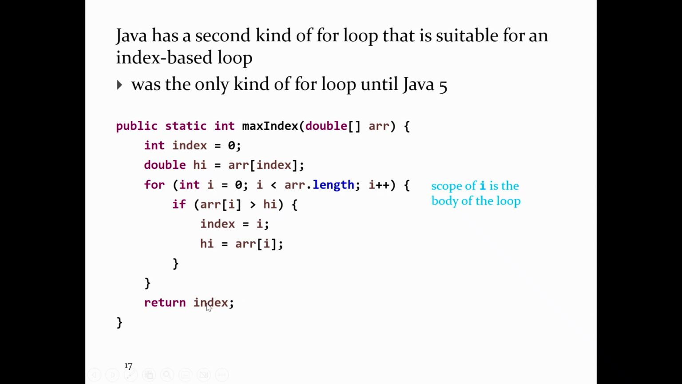Okay, so in Java, I have to return the index. I can't return both the index and the maximum value, well, I can't if I return an int. If I return something else that can hold 2 values, then I can return both values. But using an int, I can only return 1 value. Okay, any questions about that for loop?